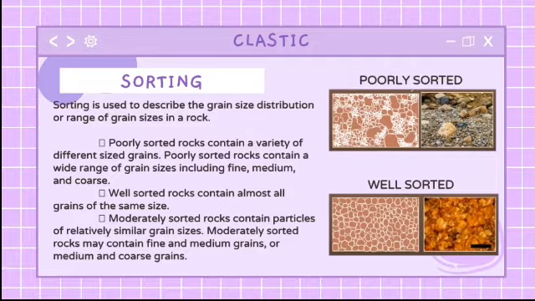And the third one is moderately sorted rocks, which contains particles or relatively similar grains. Moderately sorted rocks may contain fine and medium grains or medium and coarse grains. So, this one is moderately sorted rocks because it is a combination of the two.